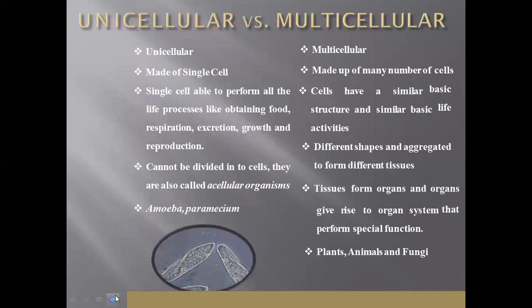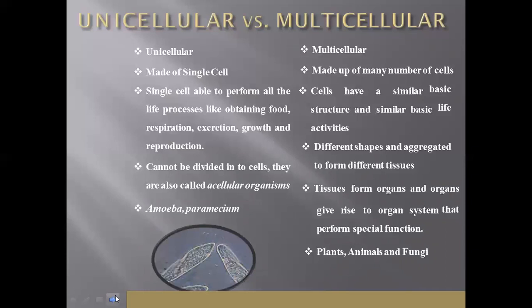Now, difference between unicellular versus multicellular. Unicellular, made of single cell, able to perform all the life processes like obtaining food, respiration, excretion, growth, and reproduction. Cannot be divided into cells. They are also called acellular organisms. Examples are amoeba and paramecium.